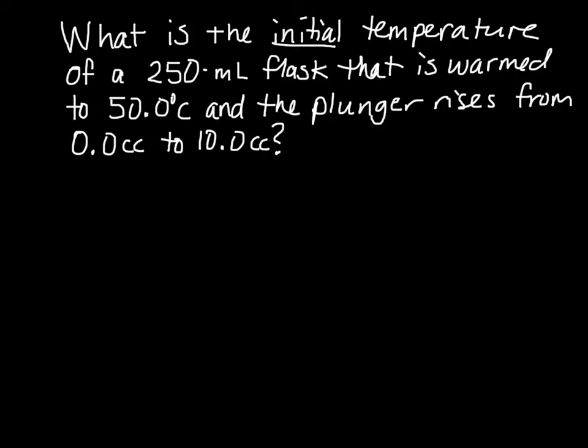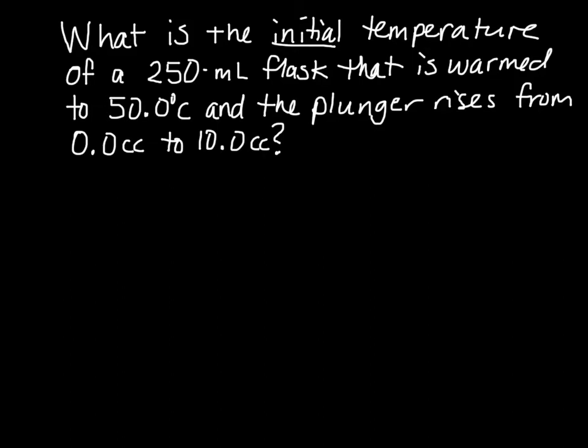Okay, hopefully at this point you've already done 2 complete worksheets with the pressure volume and the pressure temperature relationships. So I'm going to up the difficulty on this one. This is a serious challenge problem. So what is the initial temperature of a 250 milliliter flask that is warmed to 50 degrees Celsius and the plunger rises from 0 cc's to 10 cc's? Wow, a lot of stuff packed in here.